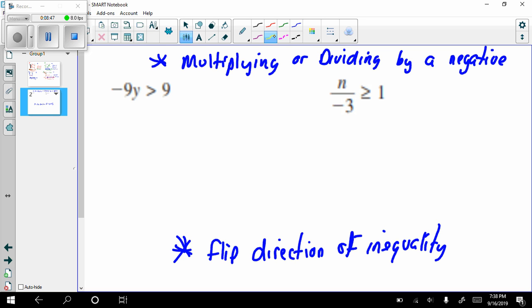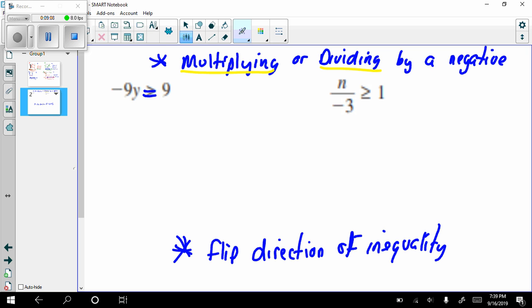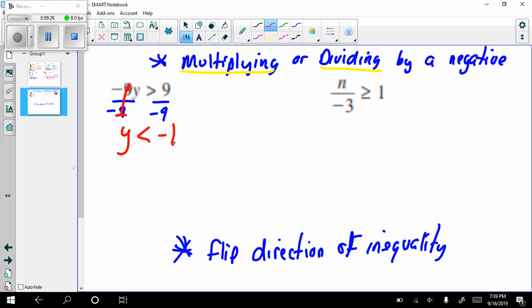This only applies to multiplication and division. It does not apply to addition or subtraction. And that's the only thing that makes solving inequalities, whether they're one-step, two-step, whatever, different than equations besides the graphing solution. So let's again pretend that this is an equal sign, and we would do the inverse here to get rid of it. We're going to divide both sides by a negative 9, divide by negative 9, divide by negative 9. And this cancels here, turns into a 1. So y is going to be less than negative 1.